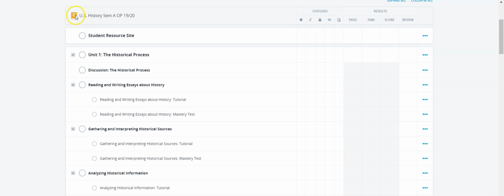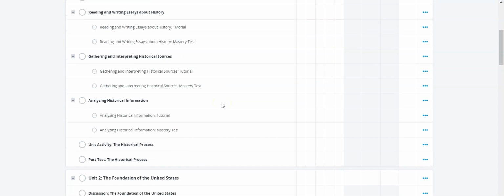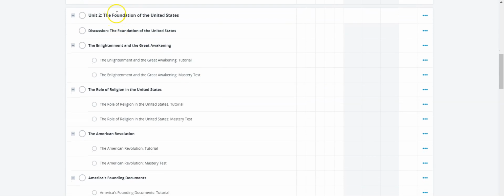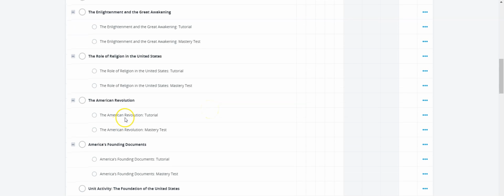Today we're looking at U.S. history, United States history, semester A, and our focus is on Unit 2, which is the foundations of the United States. But our main concentration for this lesson is on the American Revolution tutorial.